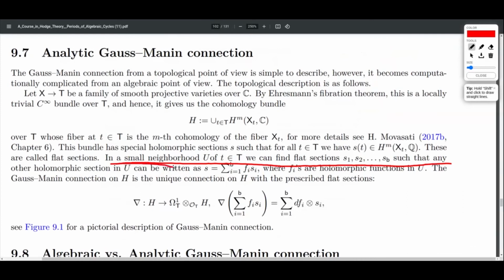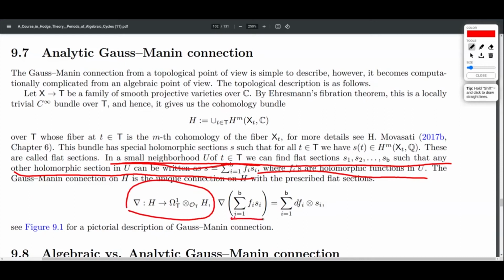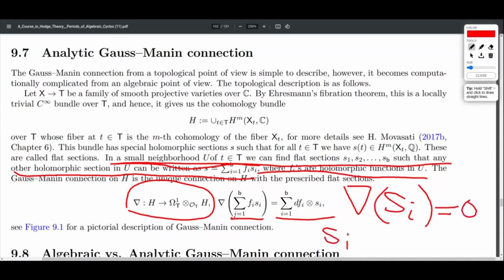So in a small neighborhood U of t, we can find the sections s1, ..., sb such that any holomorphic section over U can be written as a combination of the si, with fi being holomorphic functions in U. And then we define this connection on the cohomology bundle, which sends this sum of fi si to the sum of dfi tensor si. So by definition, nabla si is 0, and so this means that si is a flat section.